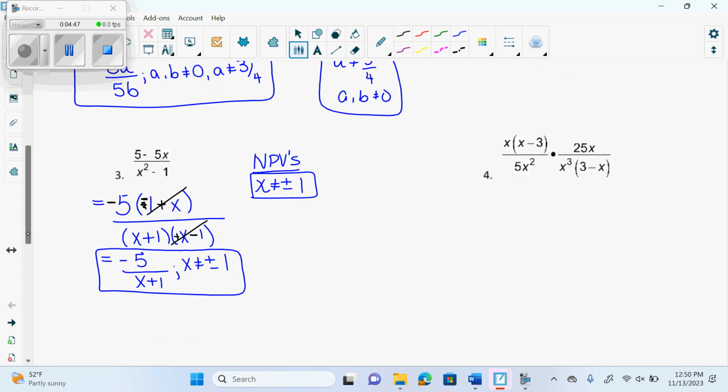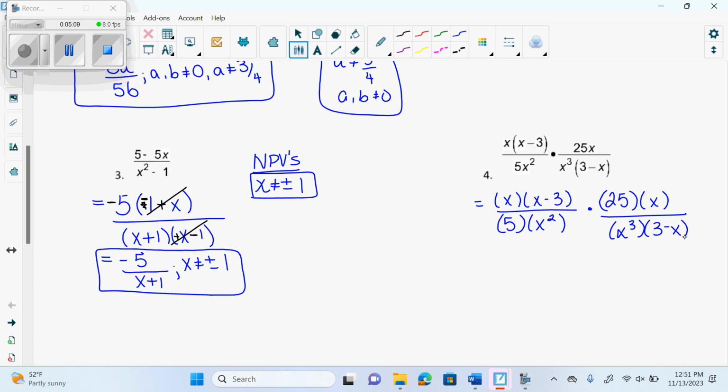Okay, number 4, I have x minus 3 over 5 times x squared times 25 times x over x cubed times 3 minus x. So my NPVs are going to come from, does 5 give me a non-permissible value? No. X squared and x cubed are just x can't equal 0. And then 3 minus x, I move the x over, so I get 3.